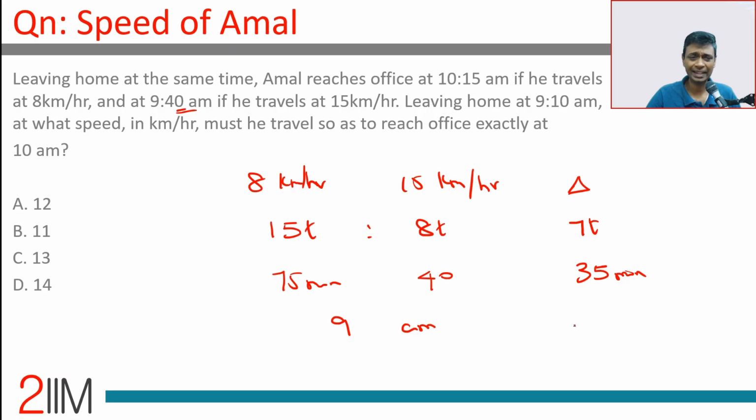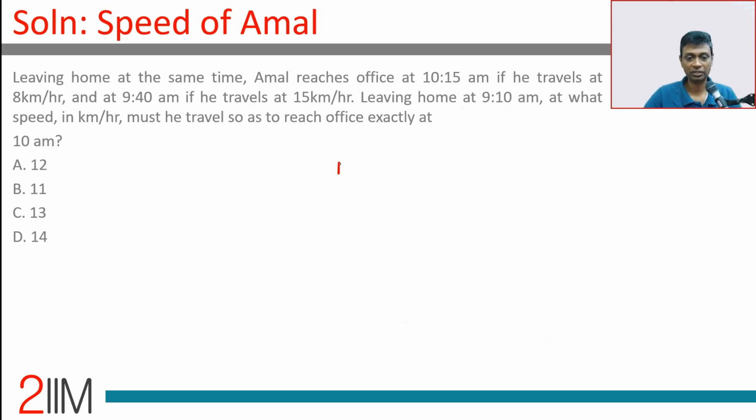Leaving home at 9:10 a.m., at what speed in kilometers per hour must he travel so as to reach office exactly at 10 a.m.? Or he should take 50 minutes. Okay. If he travels at 15 kilometers per hour, he takes 40 minutes. If he has to take 50 minutes, what speed should he travel?